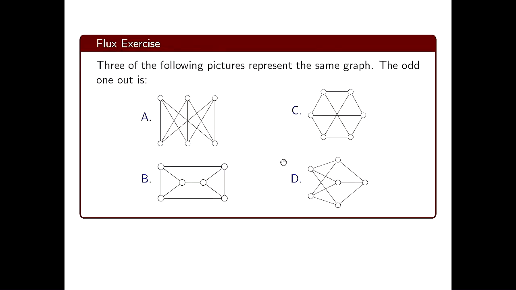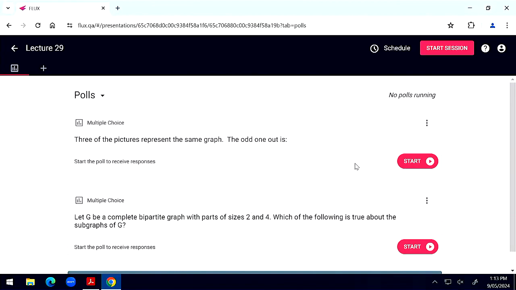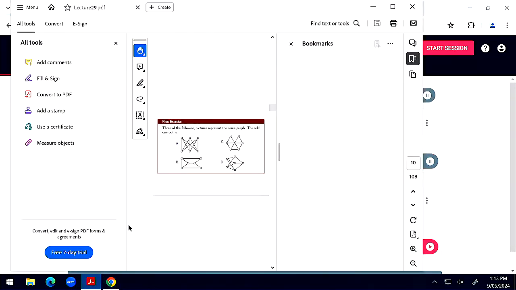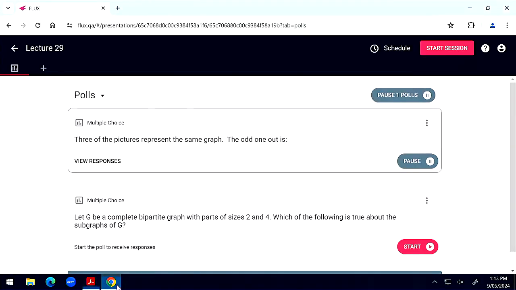Good, good. Okay, so I've got a question for you then. Three of these are actually the same. Which one is different? Oh, I probably didn't do that right, did I?